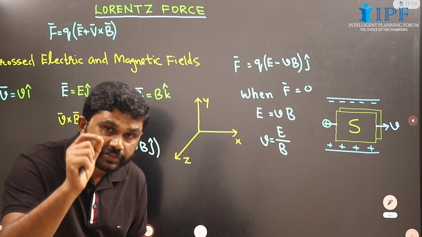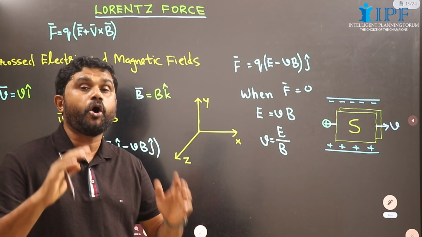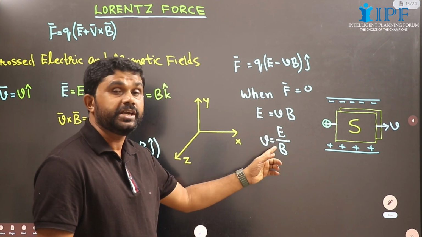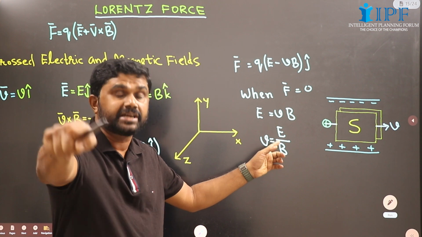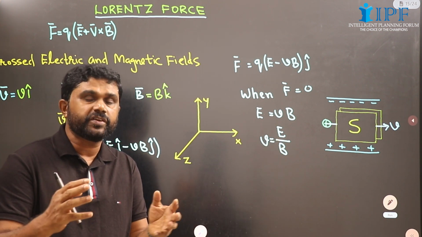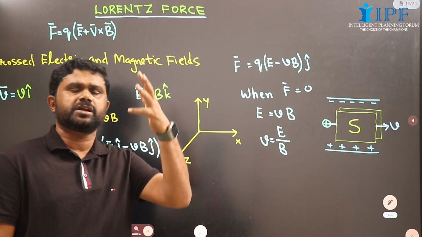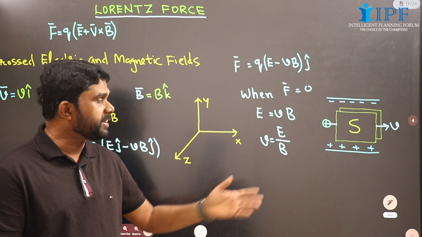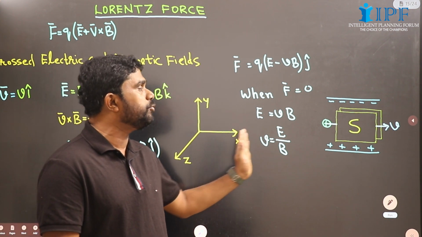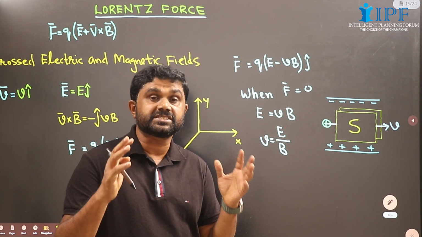So irrespective of the mass of the particle, irrespective of the charge of the particle, all the particles with a certain velocity v equal to E by B will be traveling undeflected. So we can choose all the particles moving with a certain velocity from a collection of a large number of charged particles. By using this method, all the particles with a certain velocity will be moving undeflected, and this is called a velocity selector.